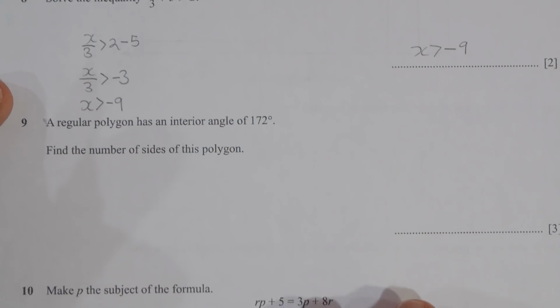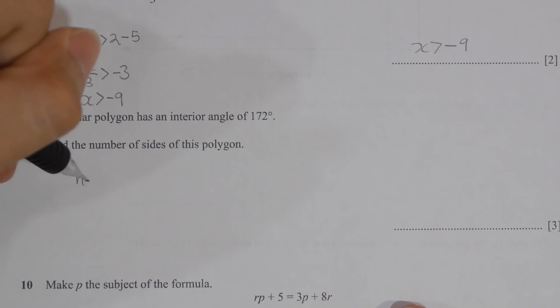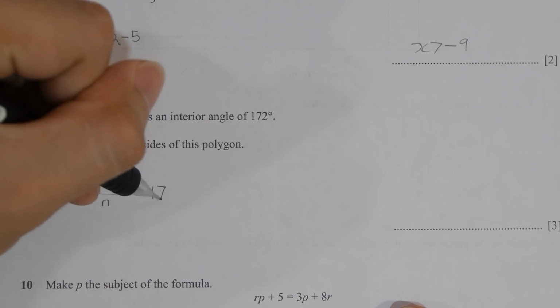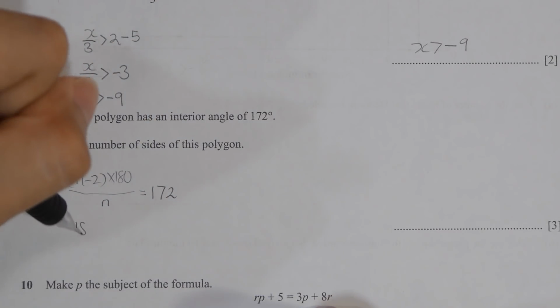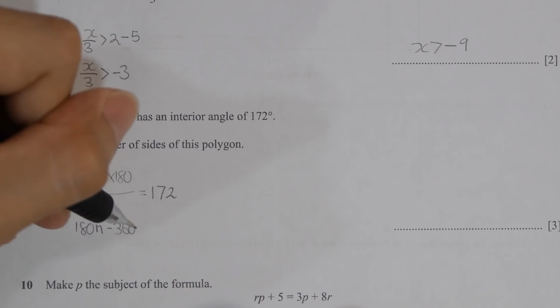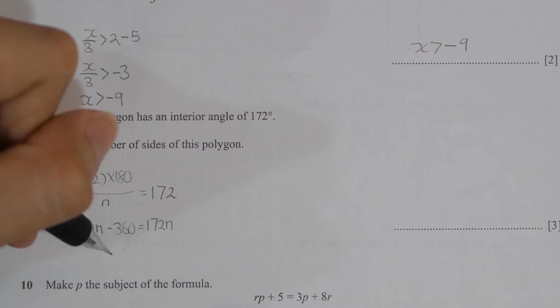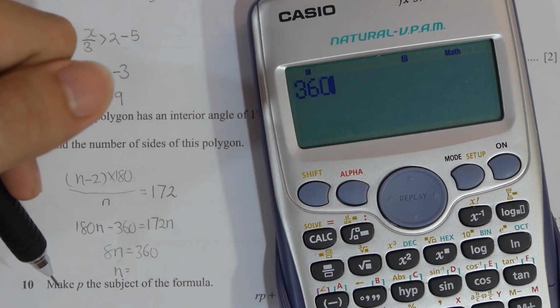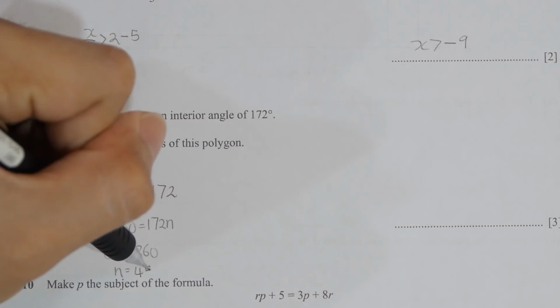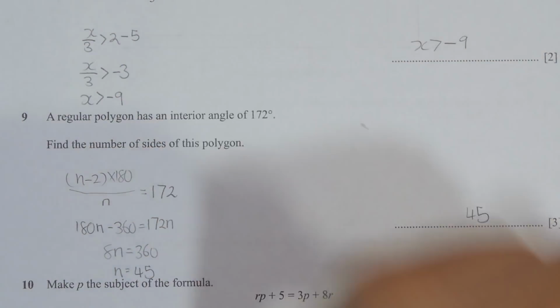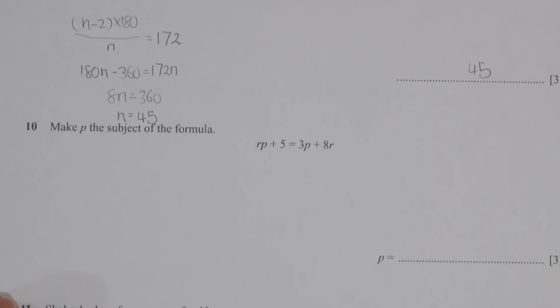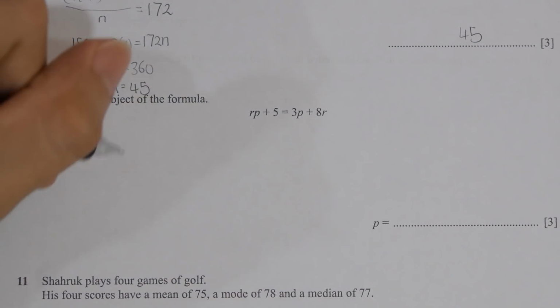Question 9. This is actually quite popular. So you are required to take note that in order for you to find the number of sides, just simply take the interior angle formula, divide by n, then you'll be able to find the result. So you do the shifting to find the n, and it is 45. Part 10 is also very straightforward, so no voiceover for this part as well.